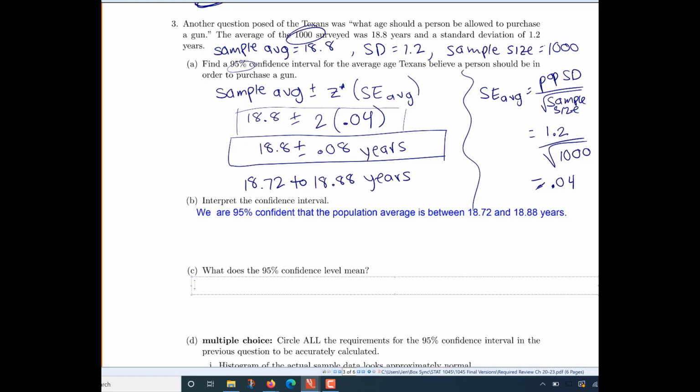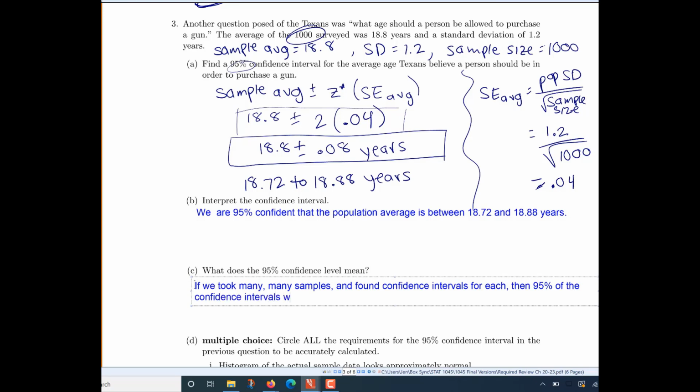So the first one is to interpret it, which we just did. The next thing is, what does the 95% confidence level mean? Well, it means something like, if we took many samples and found confidence intervals for each, then about 95% of the confidence intervals would contain the true population average, sometimes called the population parameter. That's the general term for whether you're talking about average or percentage or sum or whatever it might be.